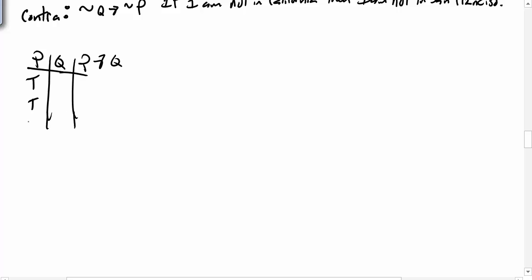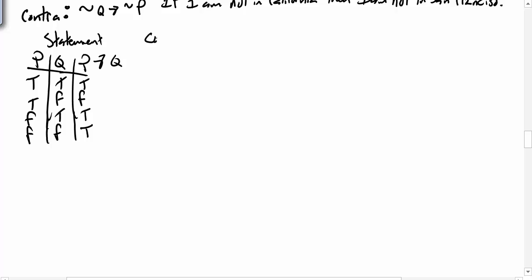So true, true, false, false, true, false, true, false. Okay, so where is the one false part located? And that's this: if the if statement is true and the conclusion is false, then it's false. Otherwise, it's true. Okay. Let's look at the negation. Okay, so this we consider to be the statement.